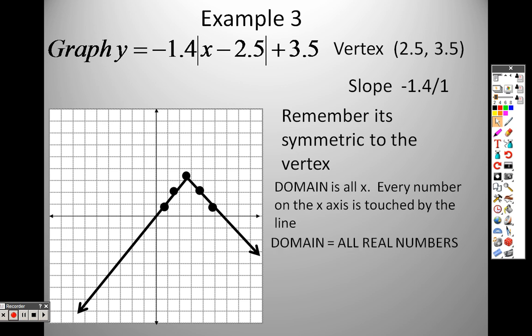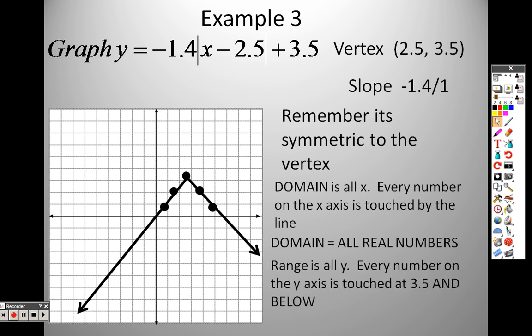So the domain for this is where it's touching all the x's, and it's going to touch every single x. For the range of the y's, every number on the y-axis is not being touched, right? It stops right there. That's where it stops. So it's not going to be 1, 2, 3, 4, 5, or 6. It's going to be anything below that 3.5.